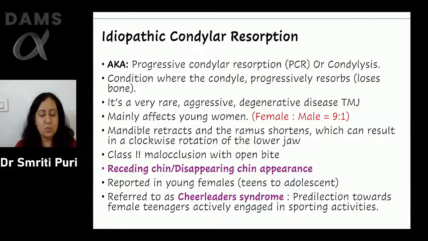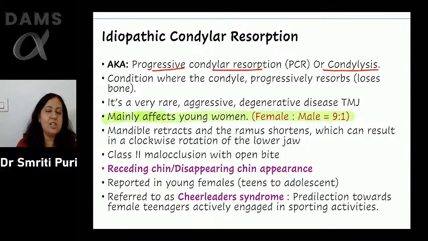Idiopathic condylar resorption is also known as progressive condylar resorption or condylysis. It is a condition where the condyle progressively resorbs, losing its bony content. It is a very rare, aggressive, degenerative disease of the TMJ. It mainly affects young women. The female to male ratio is 9:1, so it has a very strong predilection to affect females.